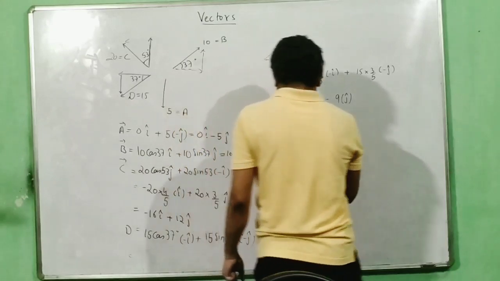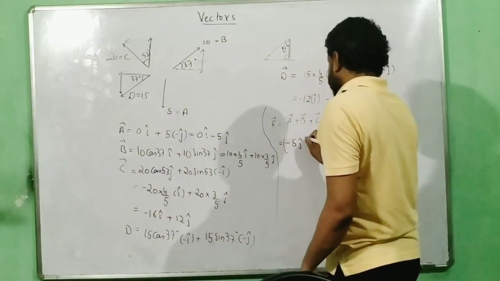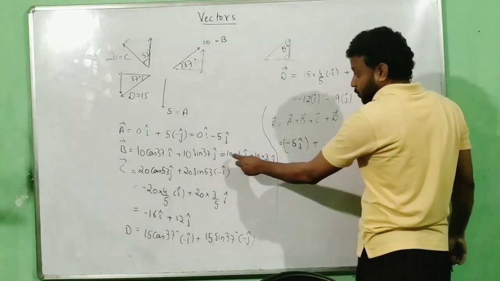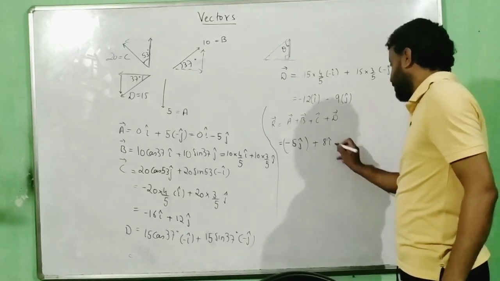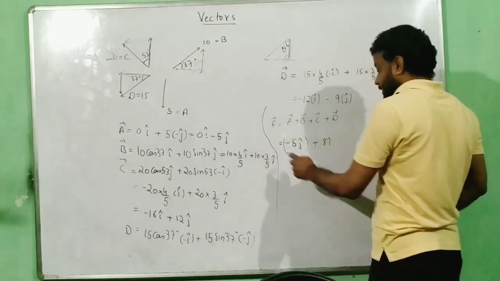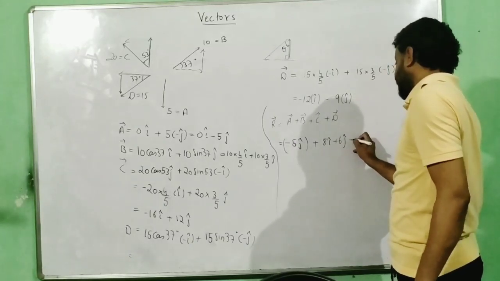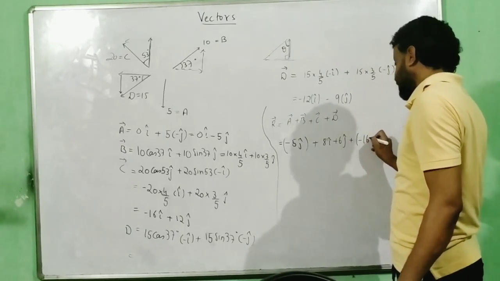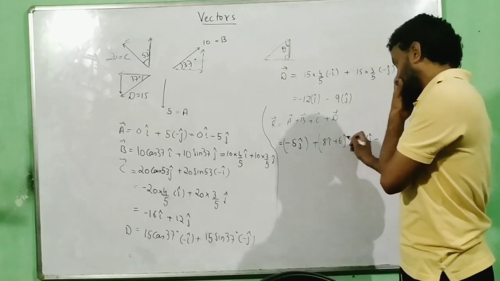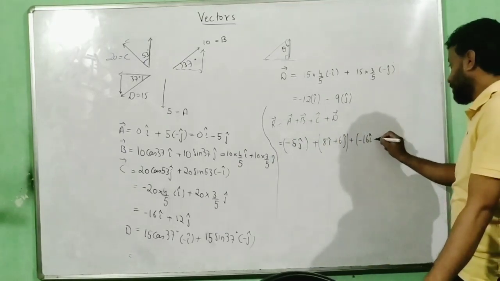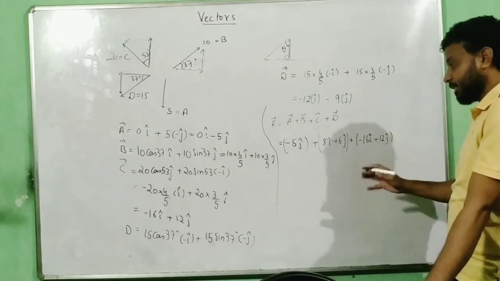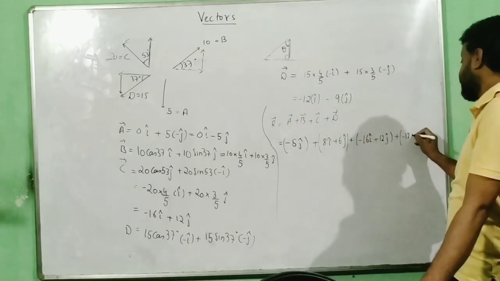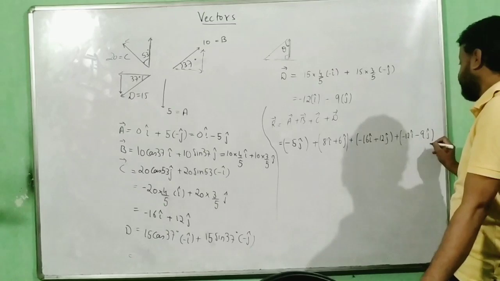So this is my A vector plus B vector. Now B I am going to write directly. So 5 and 10 will cancel and become 2. 4 2s are 8, so 8 I cap. This becomes 2, 3 2s are 6, so plus 6 j cap, plus C vector. C vector is minus 16 I cap plus 12 j cap. Okay, plus D vector. Always use brackets here first. D vector is minus 12 I cap minus 9 j cap.